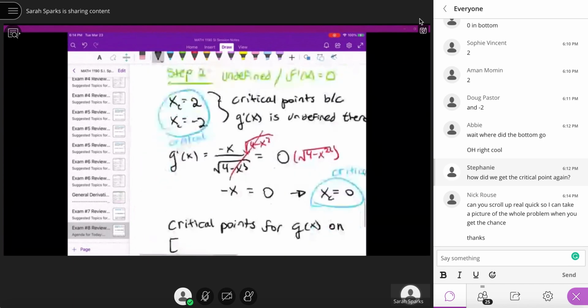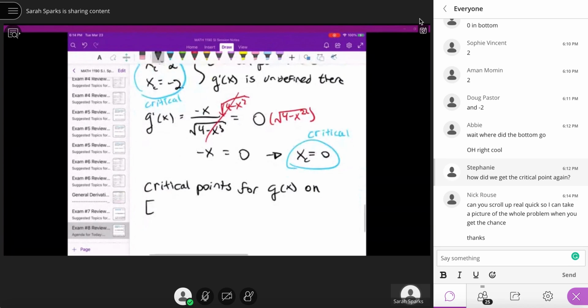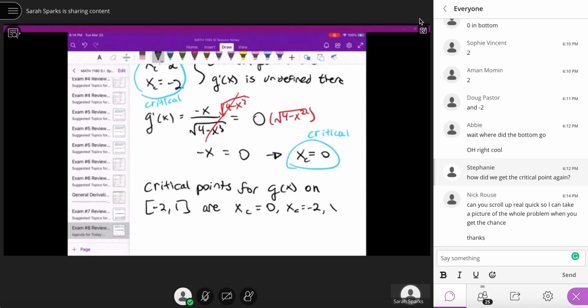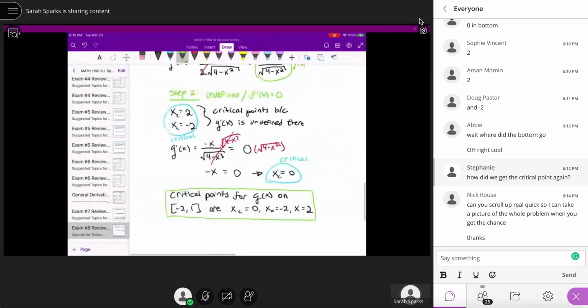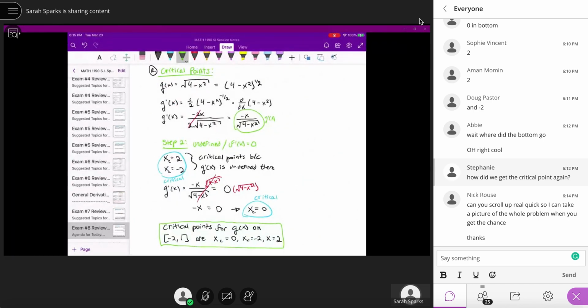So critical points for g of x on -2, 1 are xc equals 0, xc equals -2, and then xc equals +2. Okay, any questions on part A for this problem?